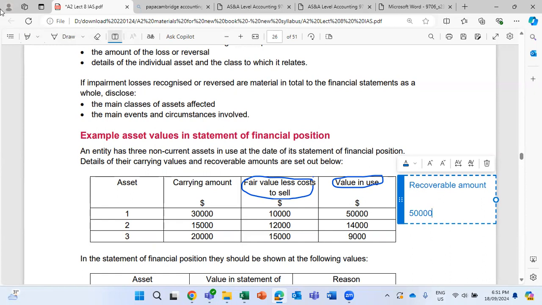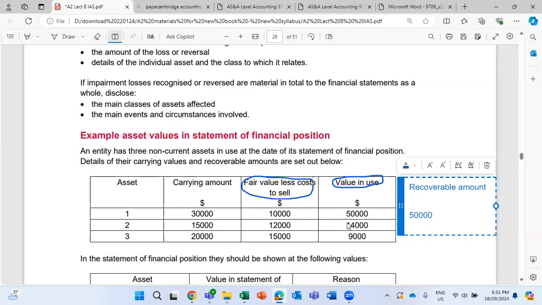Then we compare the carrying amount and the recoverable amount. Since the carrying amount is 30,000, which is lower than the recoverable amount, there is no need to impair. Let's look at asset number 2. The recoverable amount is the higher between 14,000 and 12,000, so therefore it's 14,000. The carrying amount is 15,000. You can see the carrying amount has exceeded the recoverable amount by 1,000. So we need to bring down the value of this asset from 15,000 to 14,000, which means we need to impair. The amount is 1,000.